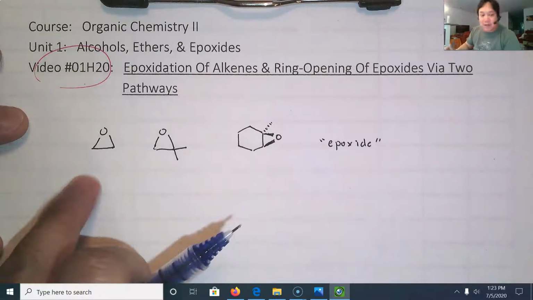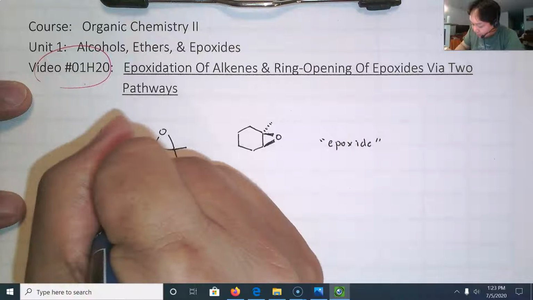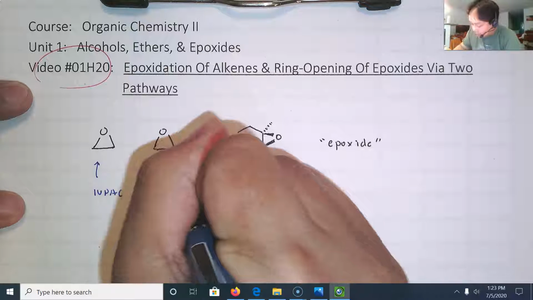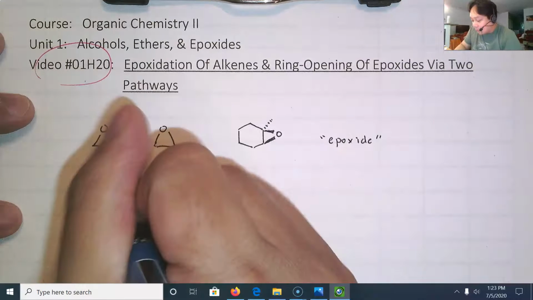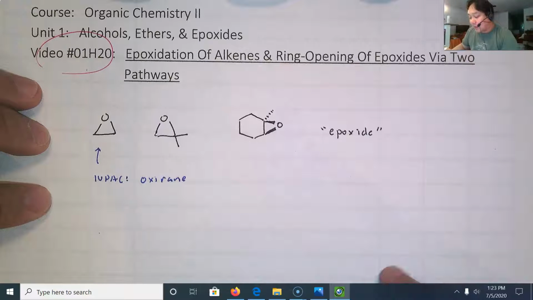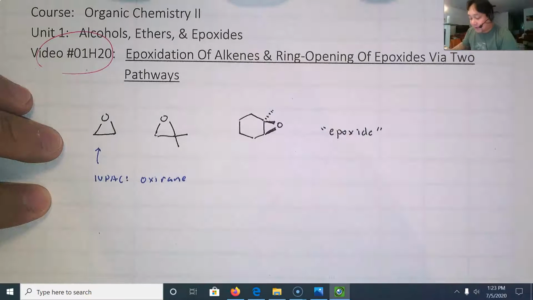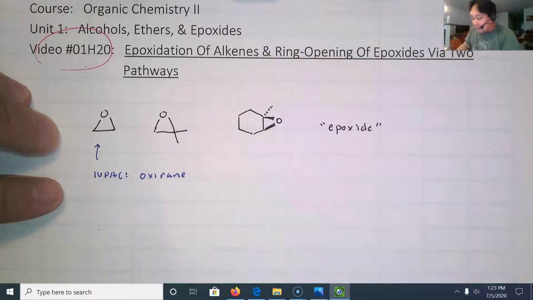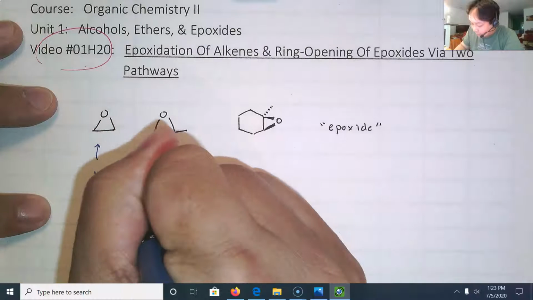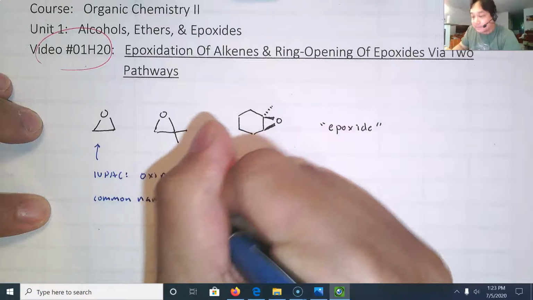Specifically, this epoxide over here, the simplest epoxide, the IUPAC name is oxirane. And we're not going to go through naming of epoxides in this video. What we're mainly concerned about is how to make these types of molecules and how to react them. The common name, though, is what's often used. Common name is ethylene oxide.